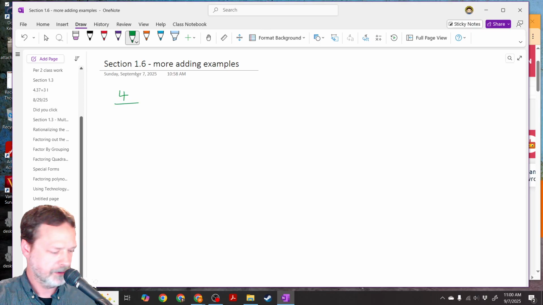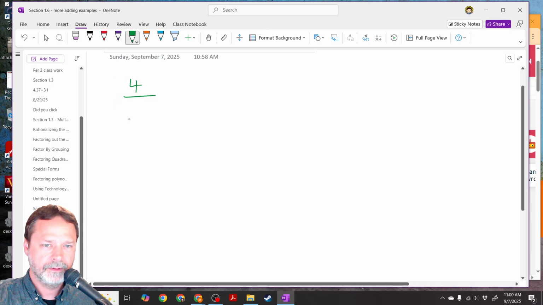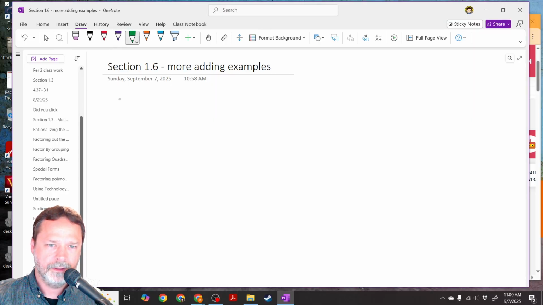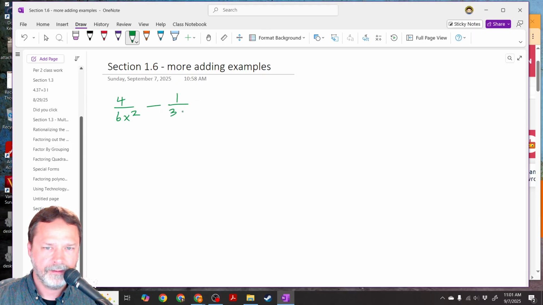4 over 6x squared minus 1 over 3x to the 5th plus 5 over 2x cubed.